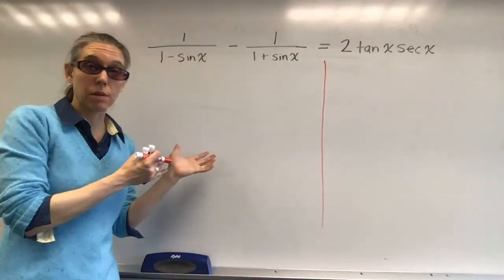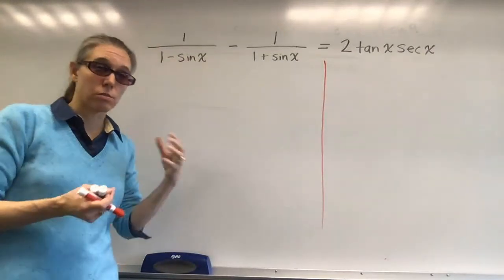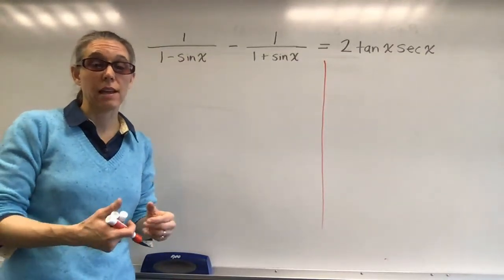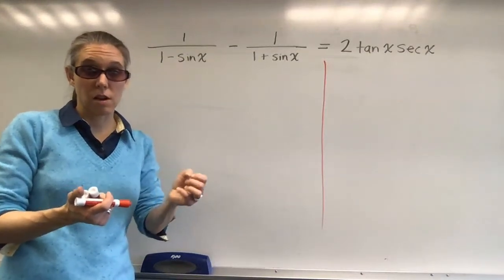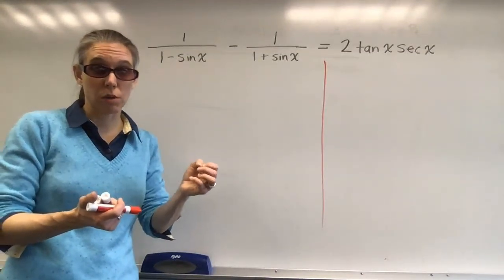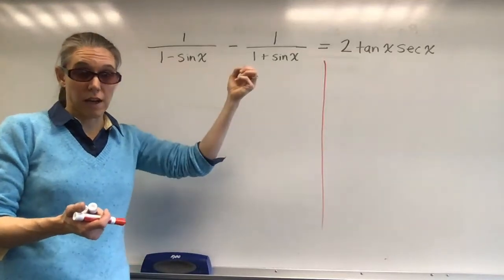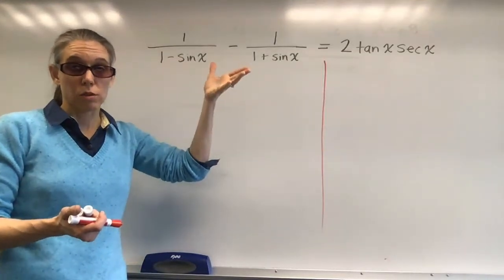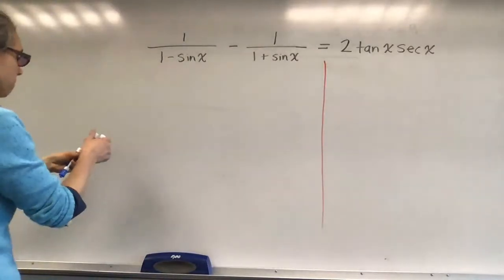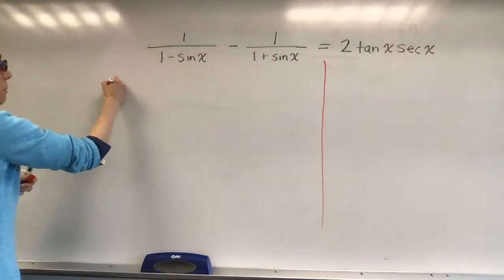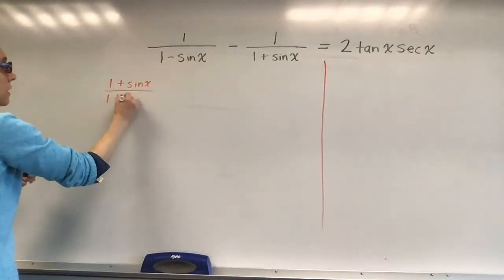Now, this is great because when we see fractions that need to be multiplied or added or subtracted, then we want to go ahead and do that. And to do so, we need to use a common denominator. So we need to show multiplying the numerator and denominator of each of these fractions by something that will result in a common denominator. So for this first fraction, I'm going to show multiplying by 1 plus sine x over 1 plus sine x.